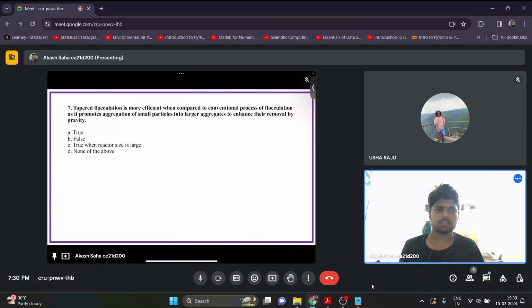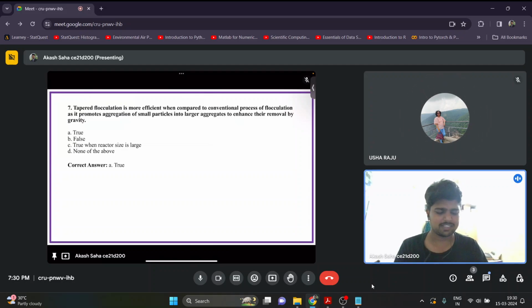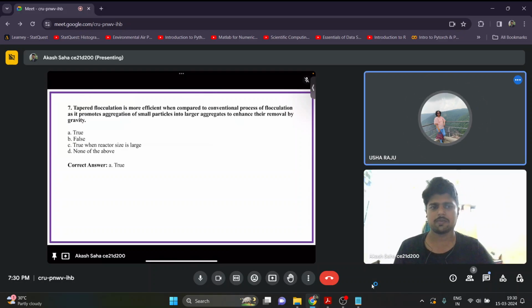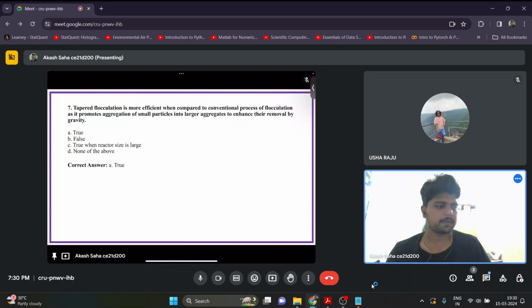Okay. So this was about this problem. What about option C? Option C is just to confuse. Whether the reactor size is large or small, that doesn't matter. That has nothing to do with the exercise. It is just depending on the value of G. It was given just to confuse. Okay, thank you. So option A is correct.